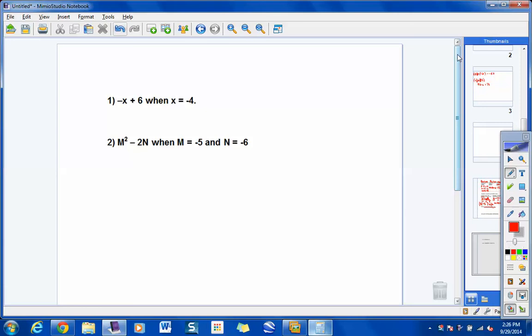Guys, I think it's important that when you substitute stuff in, you always substitute with what? Parentheses. Okay, so I'm going to put a note up here: sub with parentheses.